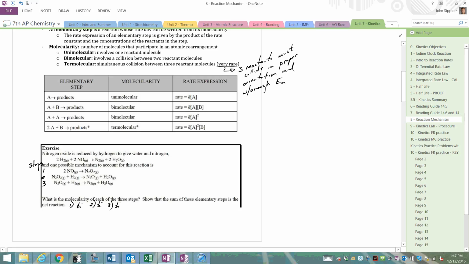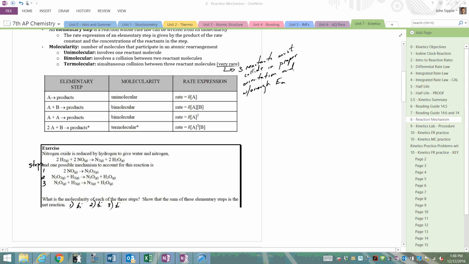Now they also want us to show that the sum of these elementary steps is the net reaction. Just like Hess's law, the steps have to add together to look like the overall reaction. So we have to add all the steps together to get the overall reaction here. What do we need to do? Cross out our intermediates. What are intermediates? Right, the products of one reaction that are used as reactants in another.